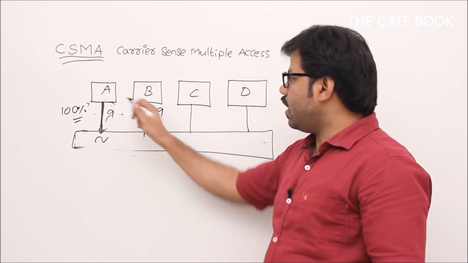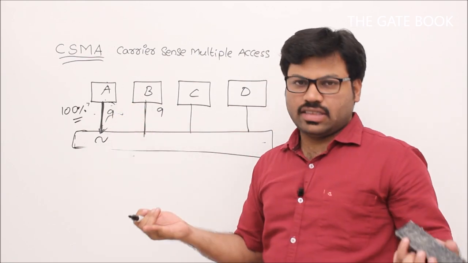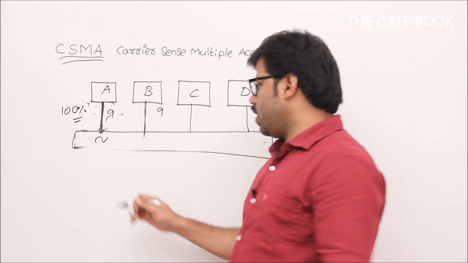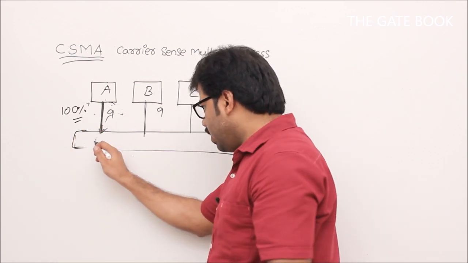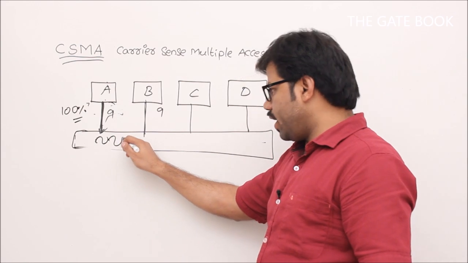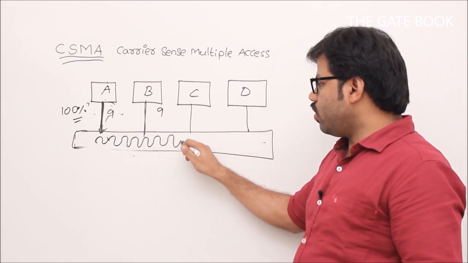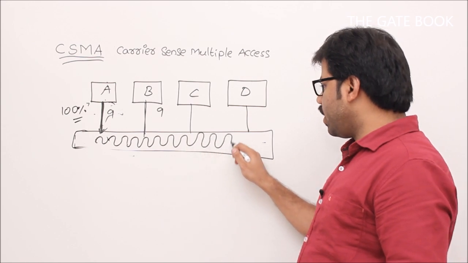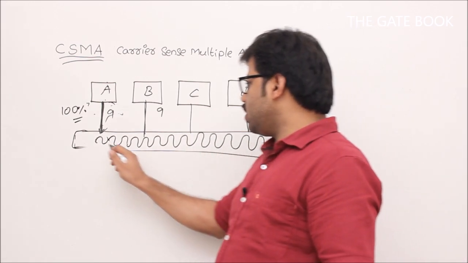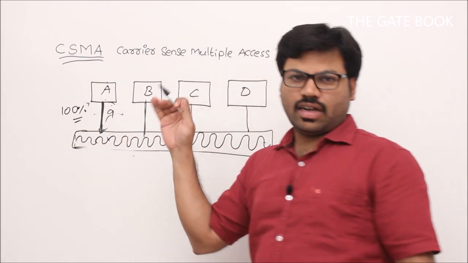First of all, let's focus on A. Example, let's say only station A has data. Then what is going to happen, I will tell you. Whenever station A sends the data, that means it sends the signal, and that signal starts propagating. That is a property of the signal. On the copper cable, whenever you send the signal, it will propagate bidirectionally. That means it will go this side and this side. The same signal will go this side and this side. Understand?